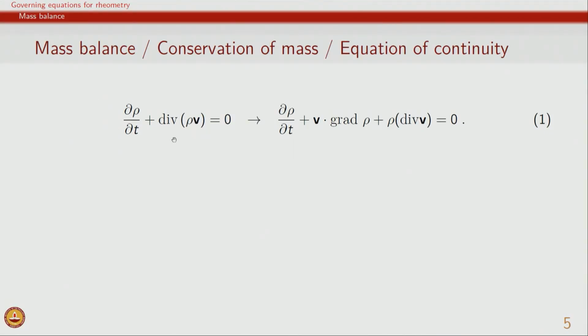So, let us begin with mass balance. The overall differential statement of mass balance is that the rate of change of density is related to the divergence of the density times velocity.